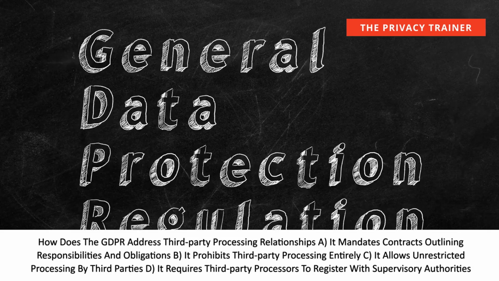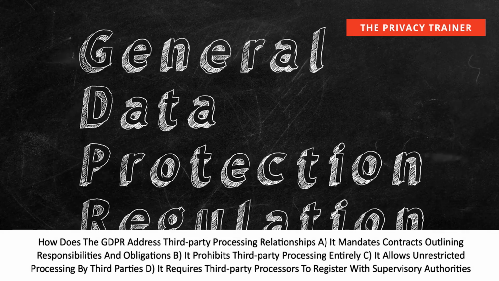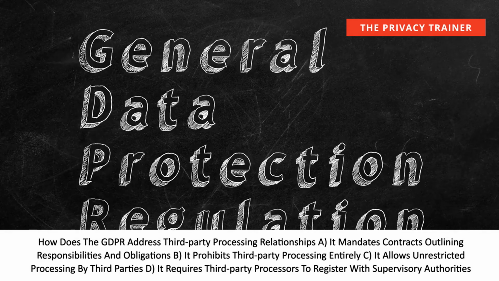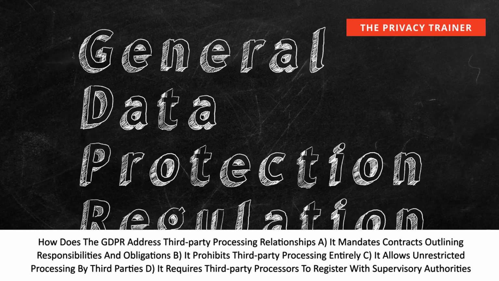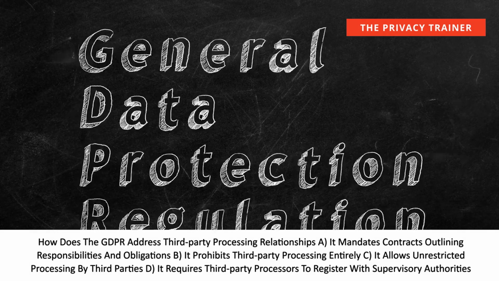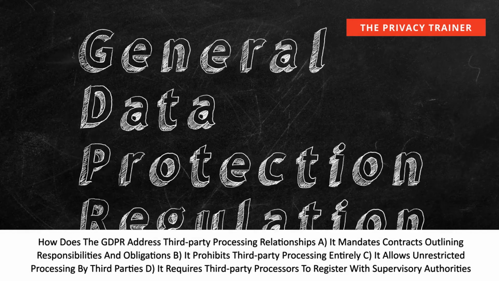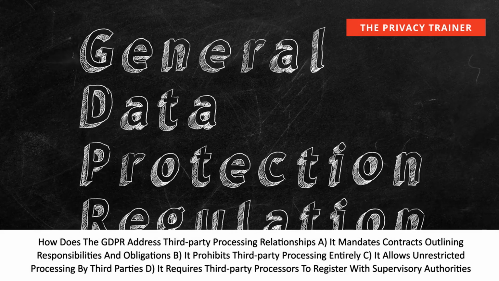How does the GDPR address third-party processing relationships? A. It mandates contracts outlining responsibilities and obligations. B. It prohibits third-party processing entirely. C. It allows unrestricted processing by third parties. D. It requires third-party processors to register with supervisory authorities.